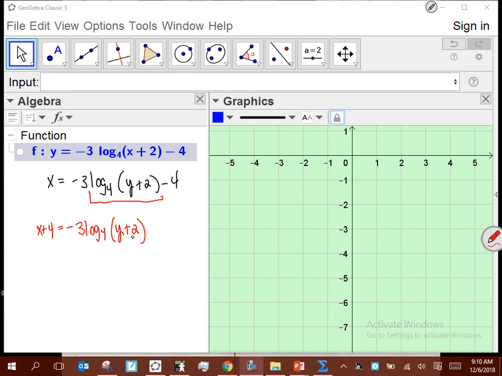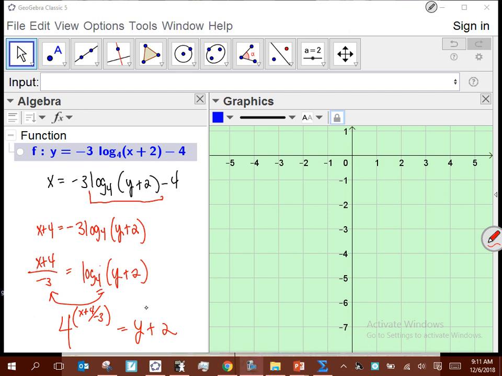Okay, I'm now going to divide both sides by -3. So x plus 4 over -3 is equal to log base 4 of y plus 2. Now I've isolated, now I can use the definition of the logarithm, and I can change this to an exponential. So this base raised to that exponent. So I have 4 raised to the x plus 4 over -3 is equal to y plus 2, right? Can I subtract 2 then? And there's my exponential. Okay?